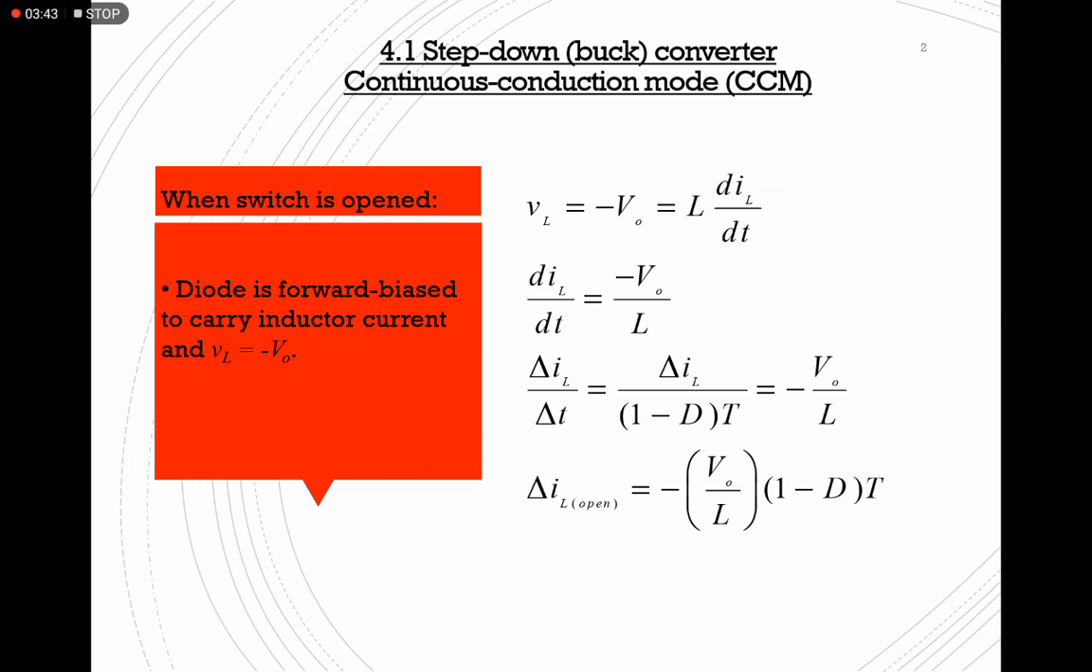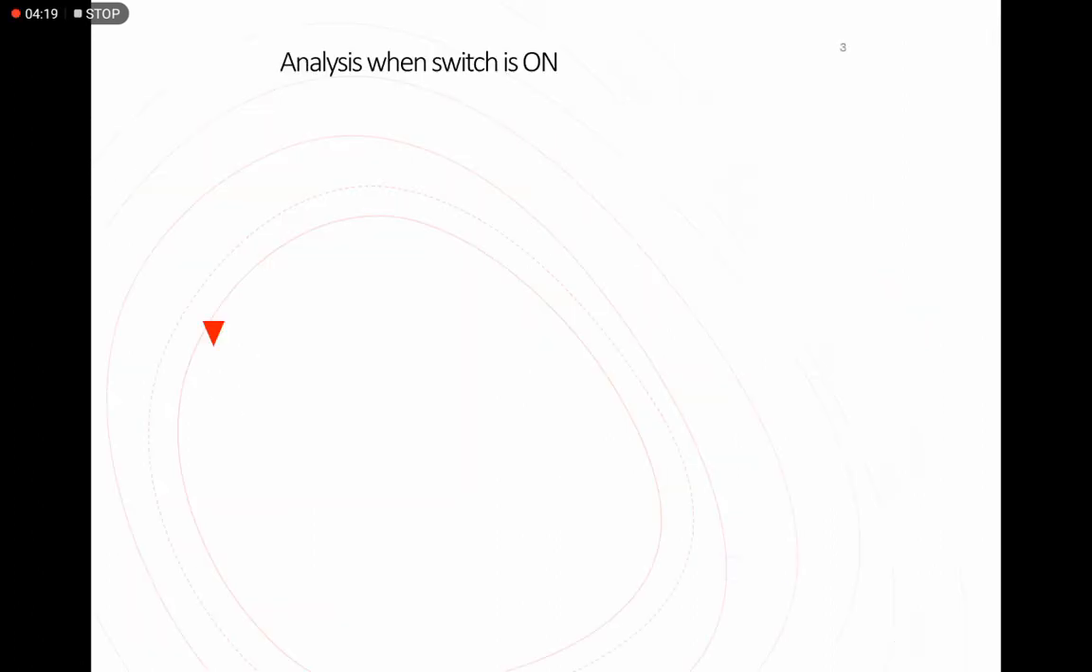Also later in the slide, this is referring to the second equivalent circuit. So when your switch is off, this is when your diode will become forward biased and it will conduct the inductor current. And these are the analysis of the voltage and current. Okay, so let us draw.